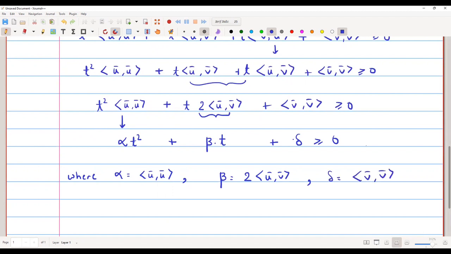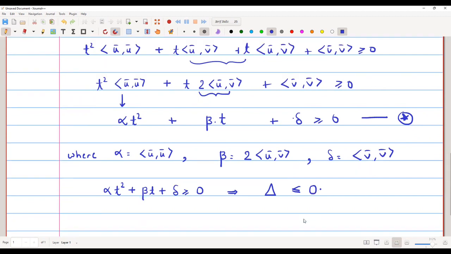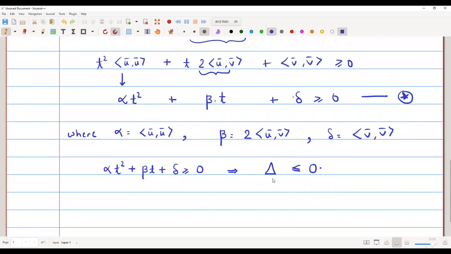So this quadratic equation is greater than or equal to zero. Here I have this quadratic equation star. If I know that the quadratic alpha t square plus beta t plus delta is greater than or equal to zero, then the discriminant delta has to be less than or equal to zero. This is a property of quadratic equations: if the quadratic is greater than or equal to zero, then the discriminant must be less than or equal to zero.